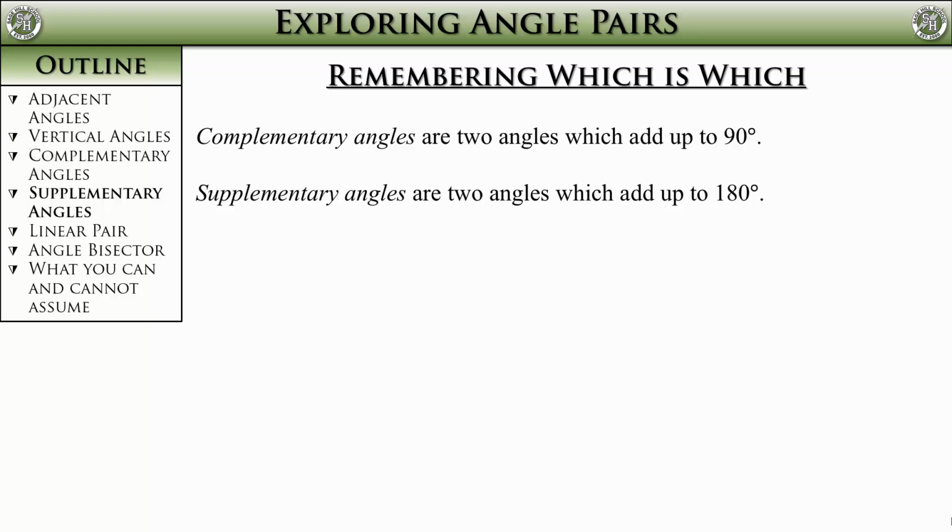Which one is 90 degrees? Which one is 180 degrees? If I hand out a quiz or a test with these concepts, you can sometimes see a student mentally flipping a coin in their head to see which way they are going to go. I'm not going to tell you how you have to remember which is which. That is up to you.